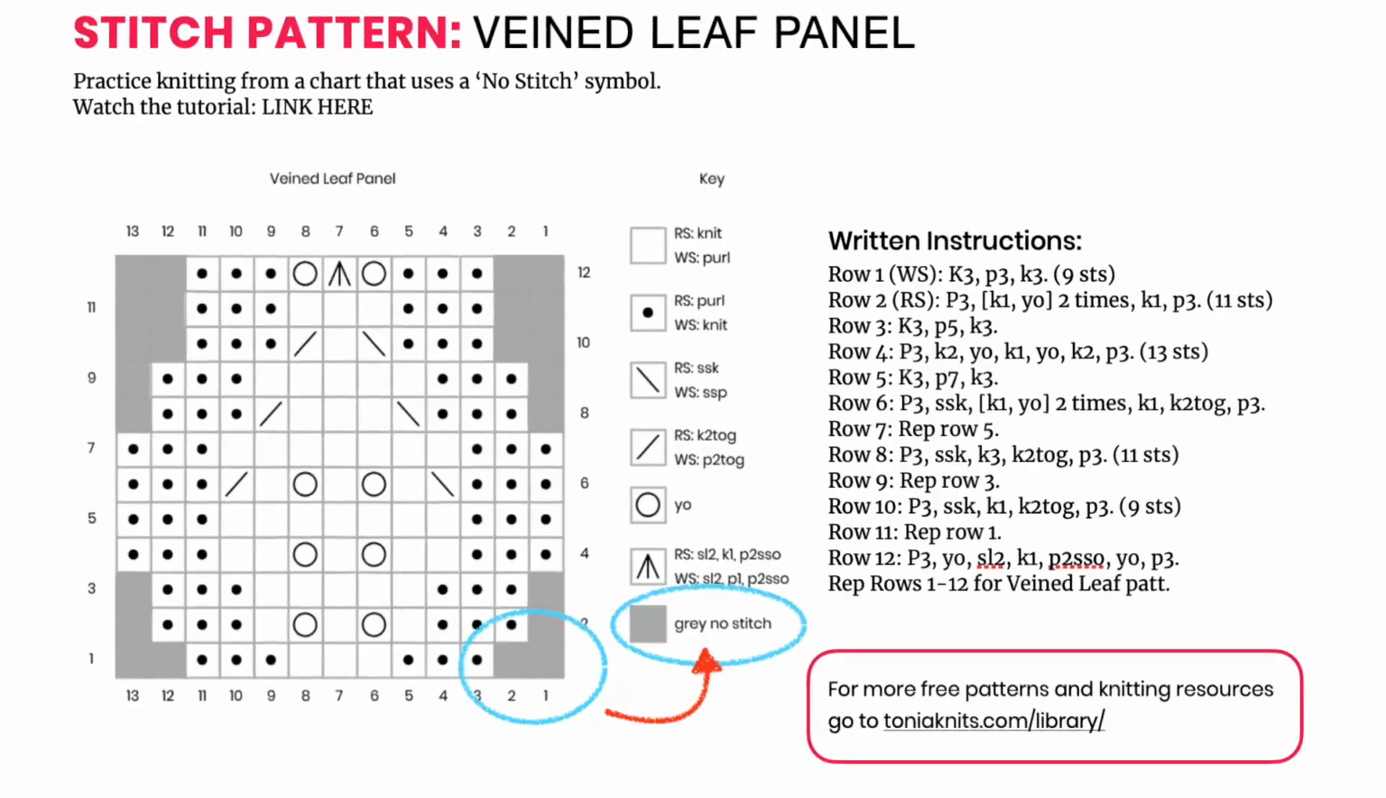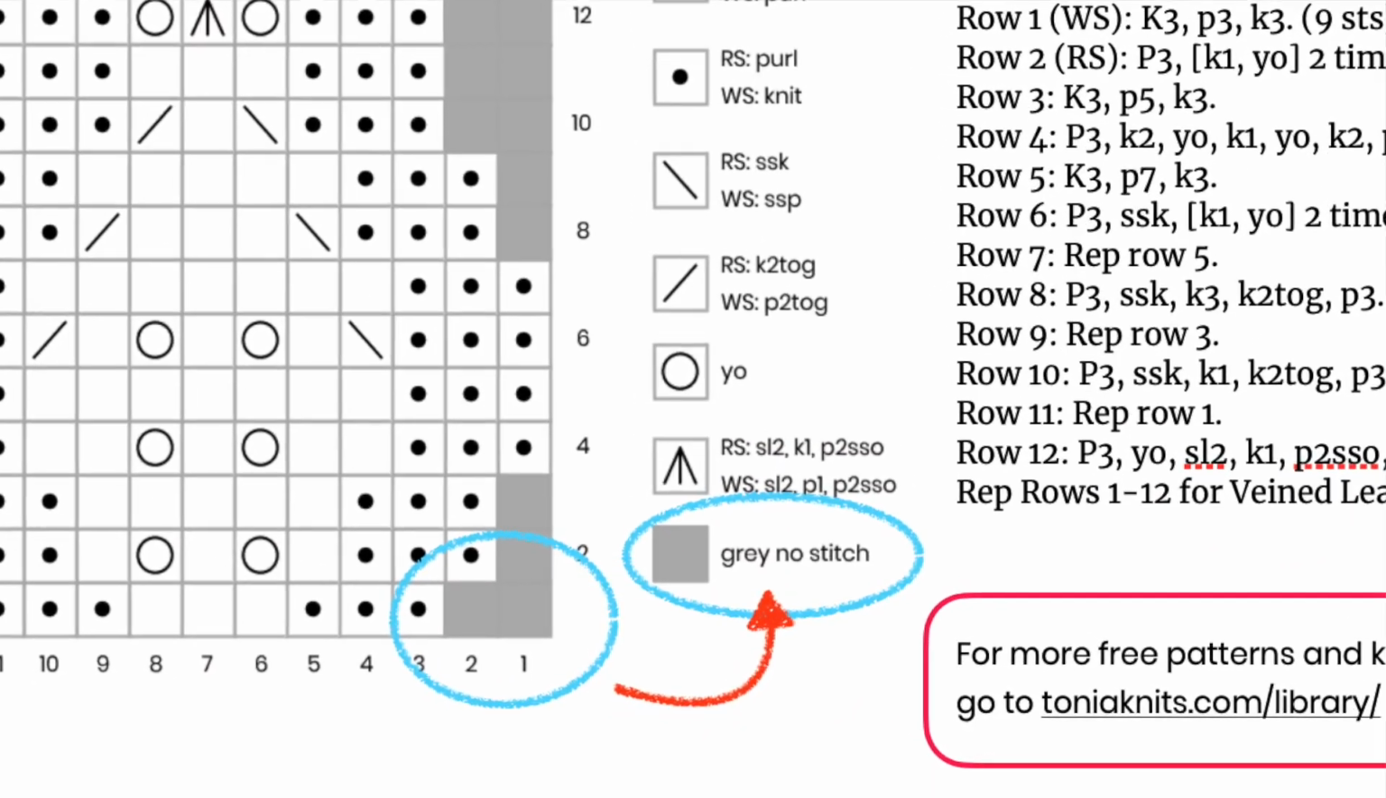Hey nerdy knitters, that no stitch symbol on a knitting chart can be so confusing. So we're going to knit from a chart today. Grab some leftover yarn, your favorite knitting needles, and check down in the video description box below this video. You'll find a file that you can print right now so you can knit along with me. When we're done, you'll know exactly how a knitting chart works and you'll understand that pesky no stitch, and it will never confuse you again.